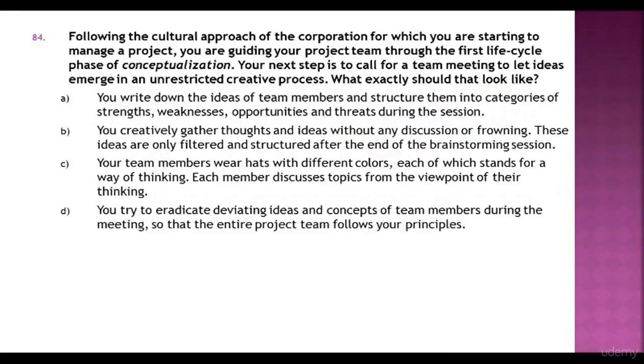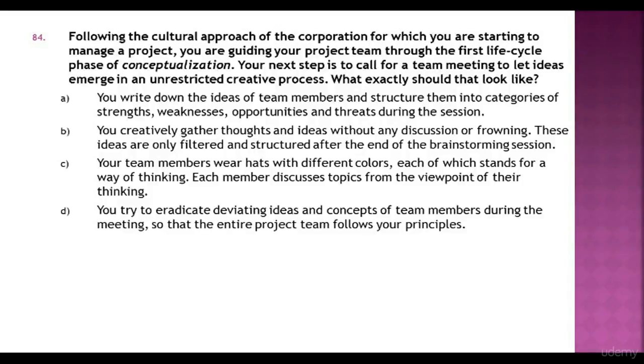Question 84. Following the cultural approach of the corporation for which you are starting to manage a project, you are guiding your project team through the first life cycle phase of conceptualization. Your next step is to call for a team meeting to let ideas emerge in an unrestricted creative process. What exactly should that look like?